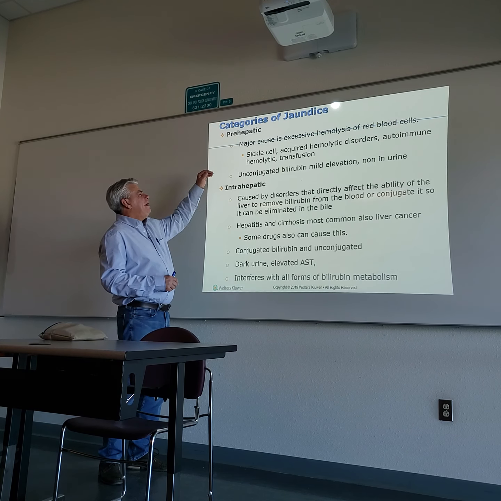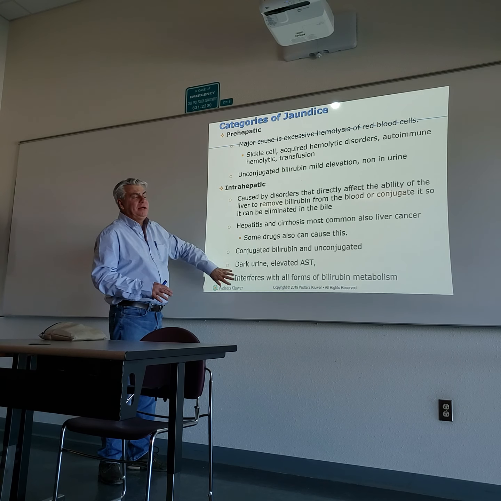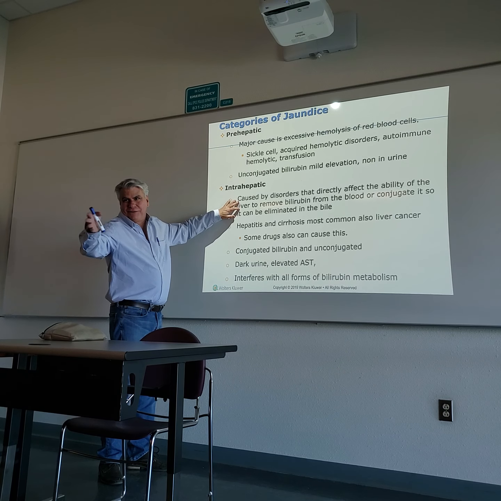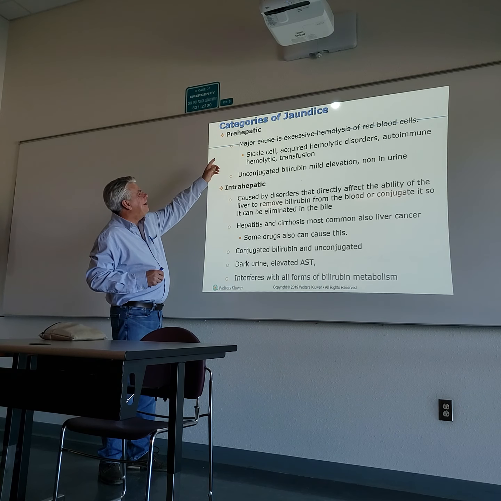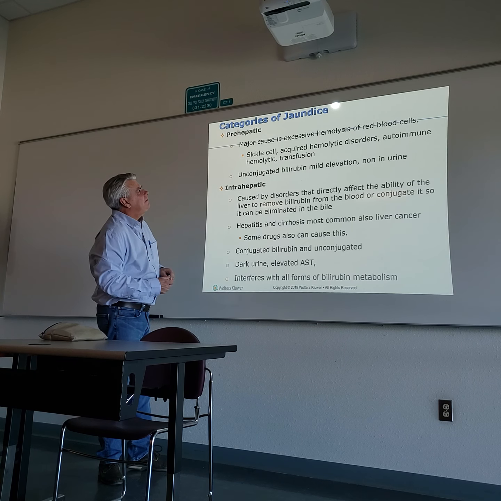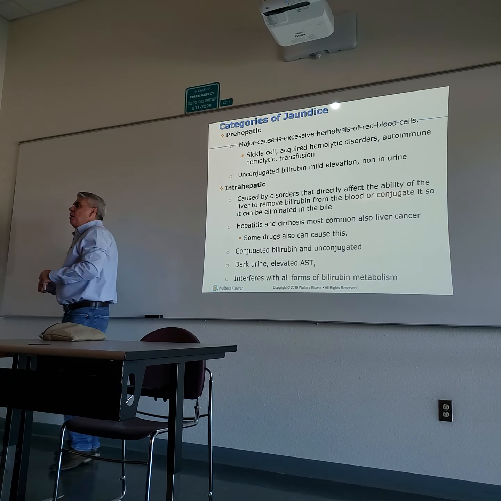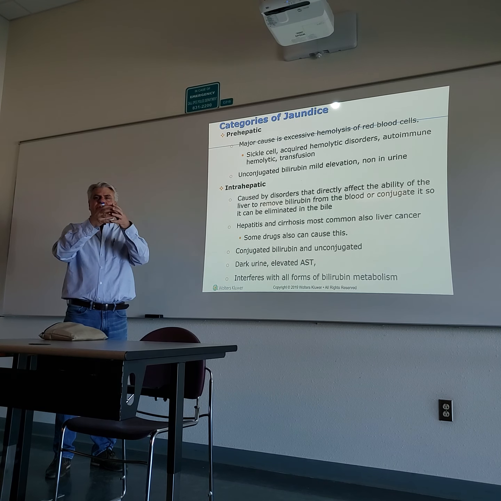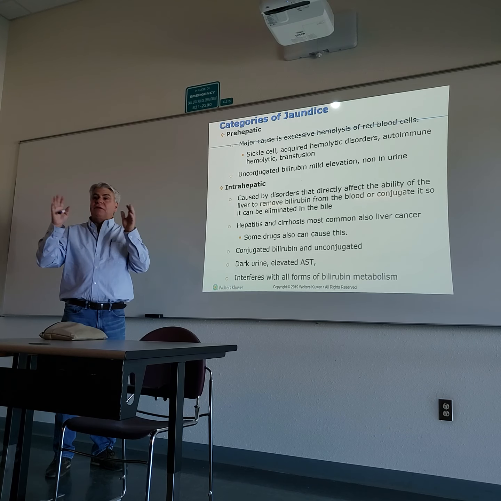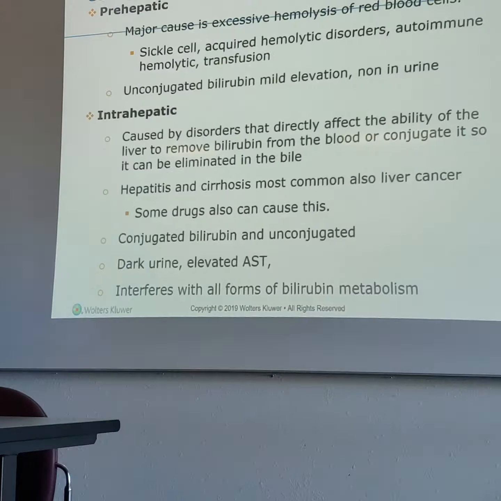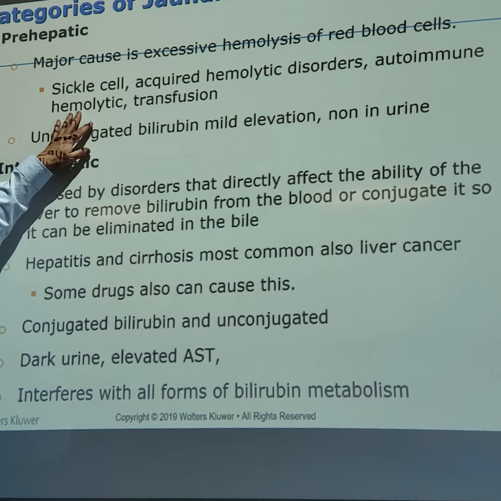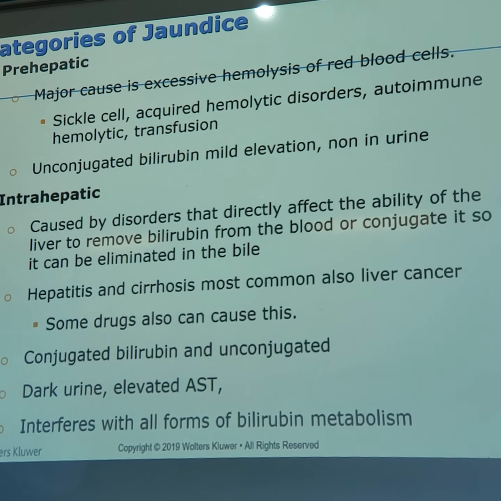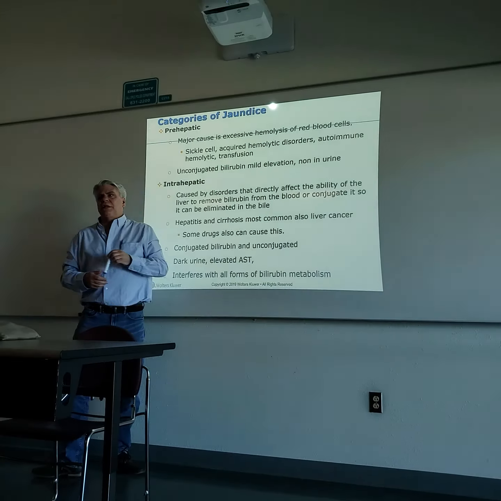All right. Prehepatic, intrahepatic, and I moved the other one out of posthepatic if you printed these out. I added some stuff. All right, major cause of excessive hemolysis of red blood cells. Okay, that's prehepatic. Prehepatic means what? Before. You're getting this damage to the red blood cells and this production of bilirubin before the liver. So does that have anything to do with the liver? No. Sickle cell anemia. Those cells can get killed off, right? Acquired hemolytic disorder, or autoimmune hemolytic disorder?